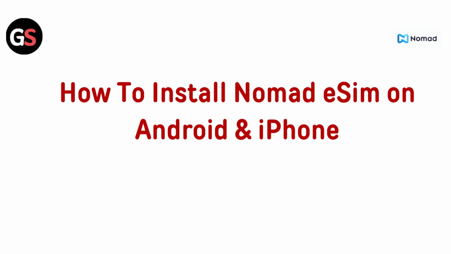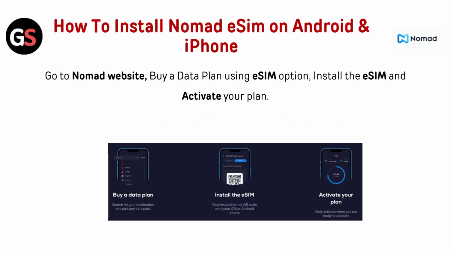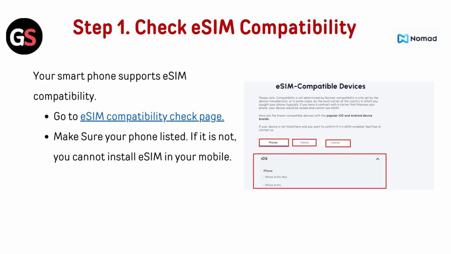In this quick tutorial, we will show you how to activate it effortlessly for hassle-free connectivity. Let's dive in. Go to Nomad website, buy a data plan using eSIM option, install the eSIM and activate your plan. Step 1. Check eSIM compatibility.